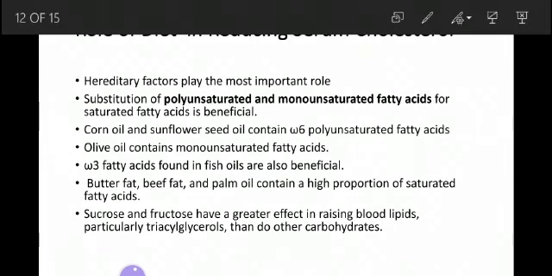Substitution of poly- and monounsaturated fatty acids is beneficial. Corn oil and sunflower seed oil contain omega-6 polyunsaturated fatty acids. Olive oil contains monounsaturated fatty acids, and omega-3 fatty acids, found in fish oil, are also beneficial. However, butter oil, beef fat, and palm oil contain a high proportion of saturated fatty acids. Substitution of sucrose and fructose as carbohydrate in the diet is also a main culprit in raising the level of blood lipids.